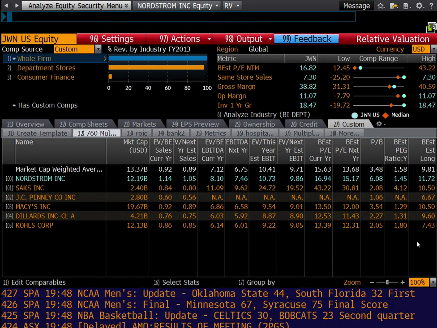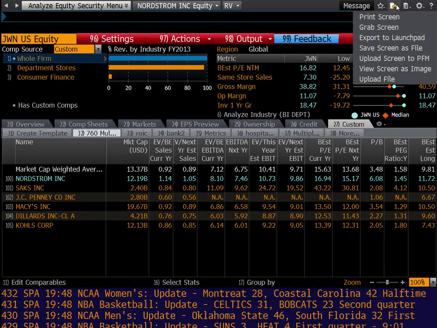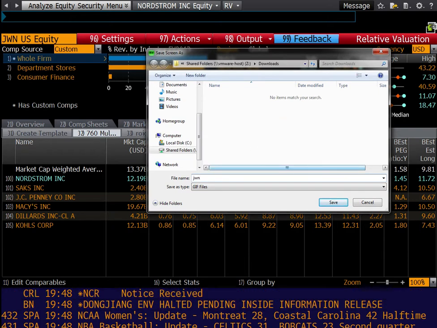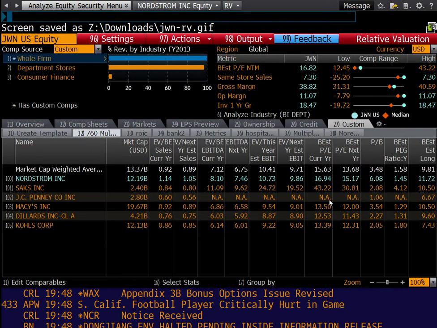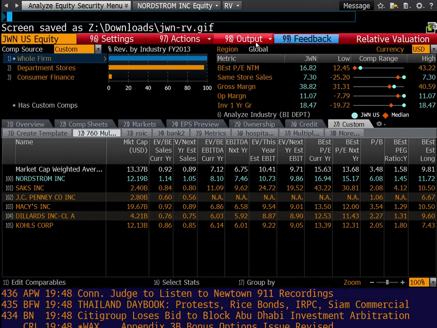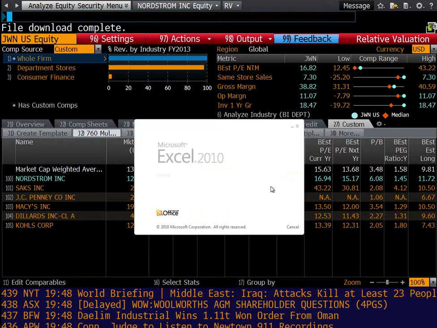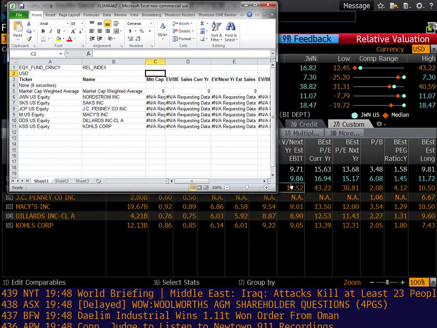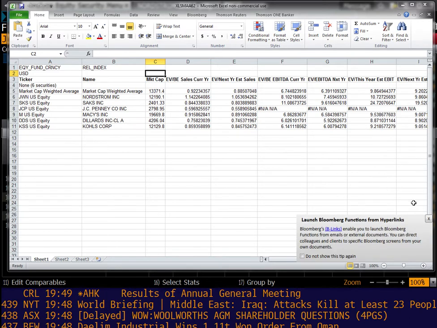All right, final steps. I then need to export the data. 2 ways to export it. Across the top, export, save screen as file, JWN-RV. So I took a screenshot of that screen, or output Excel. And then if I output to Excel, it will then take all of this data and dump it to Excel. Security warning. Yes, it's okay. The data has now been exported.